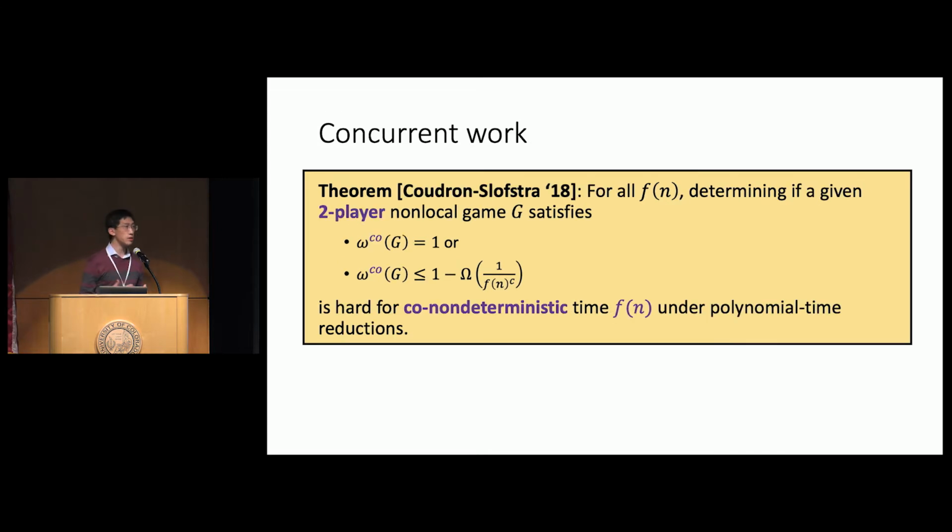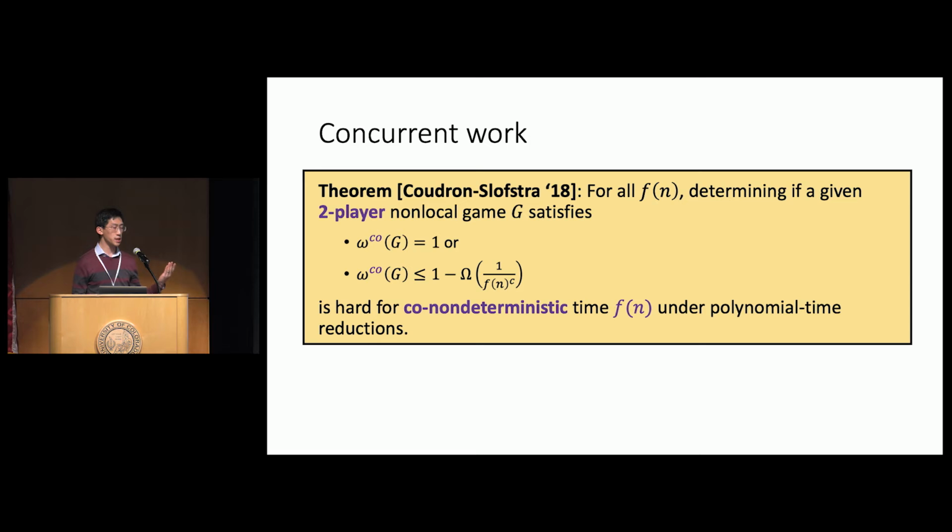And I should also mention some concurrent work that's very closely related. This is a result due to Matt Kudron and William Slofstra. And it's very similar, but in some sense it's kind of incomparable. So it's also a complexity lower bound on the problem of computing the entangled value of games. The result holds for all f of n. It holds for 2-player games. And it holds for something called the commuting operator value of the game, denoted by omega to the CO.